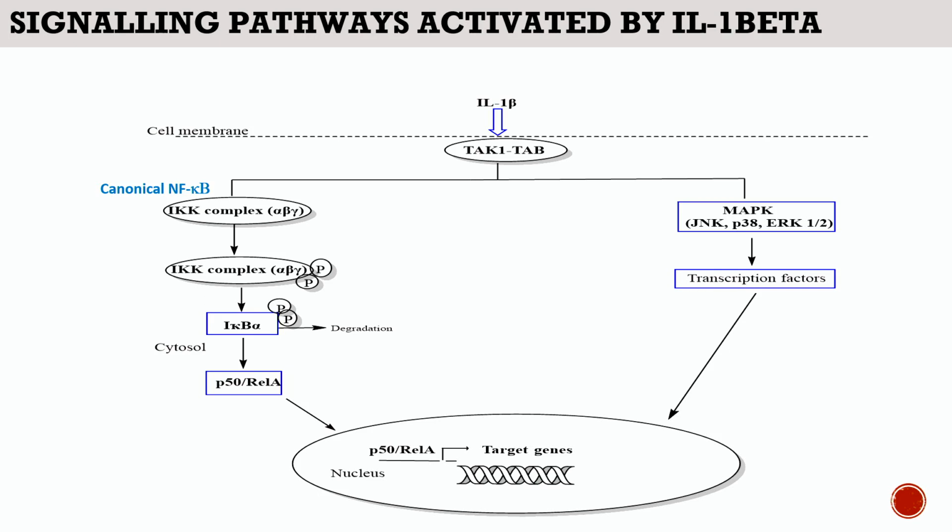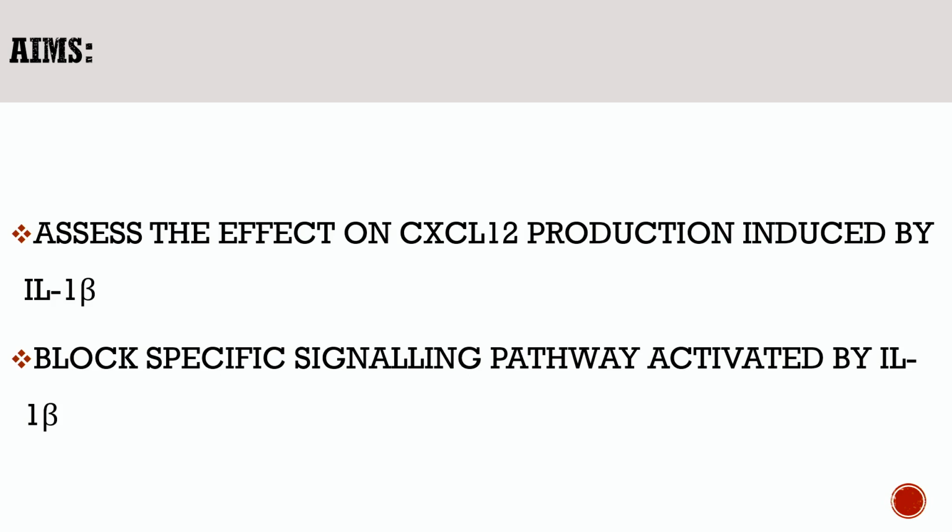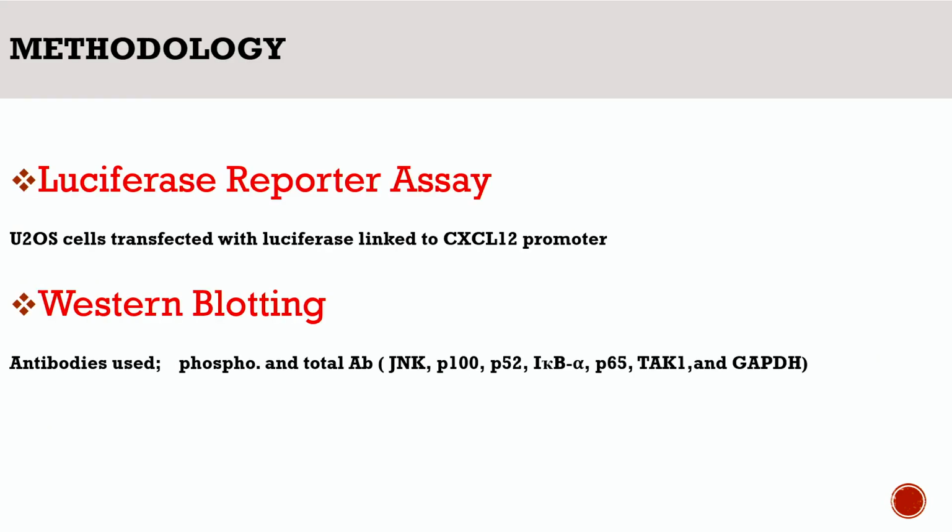So our aims in this study are to assess the effect of IL-1 beta on CXCL12 production, and also to block specific signaling pathways activated by IL-1 beta. I used the U2OS osteosarcoma cell line transfected with luciferase linked to the CXCL12 promoter, and CXCL12 induction was measured using a luciferase reporter assay. The signaling pathways were assessed by Western blotting using multiple phospho and total antibodies.